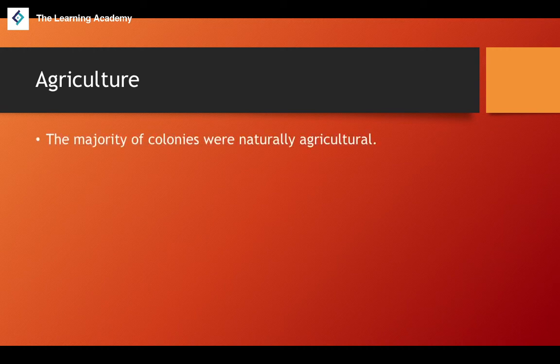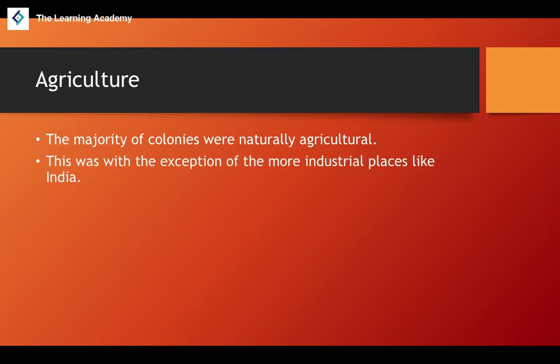So the majority of the colonies were naturally agricultural. And this was with the exception of India, where there was a lot more industrialization due to heavy investment, like we talked about in a couple of slides ago.